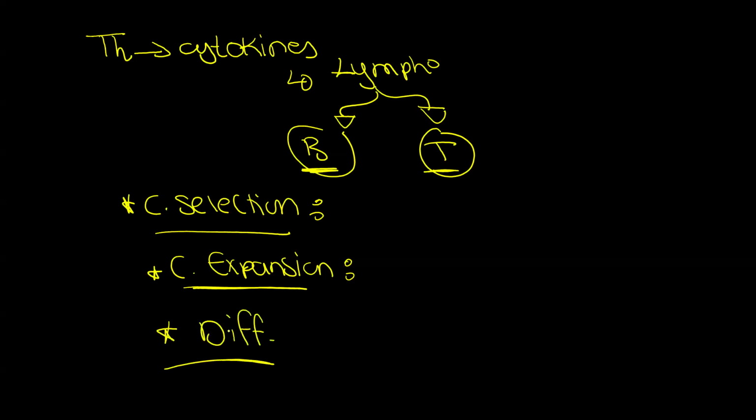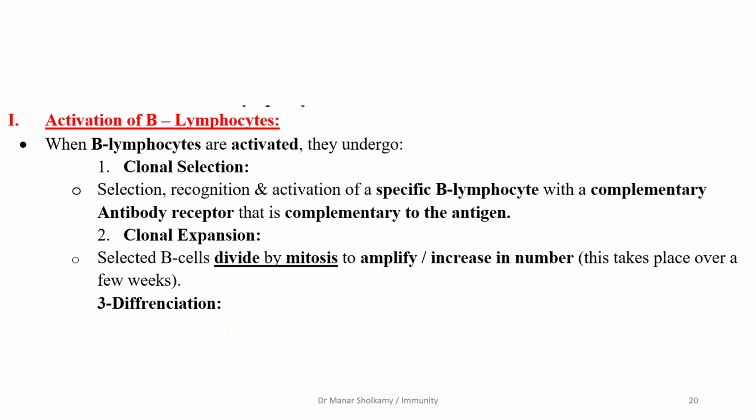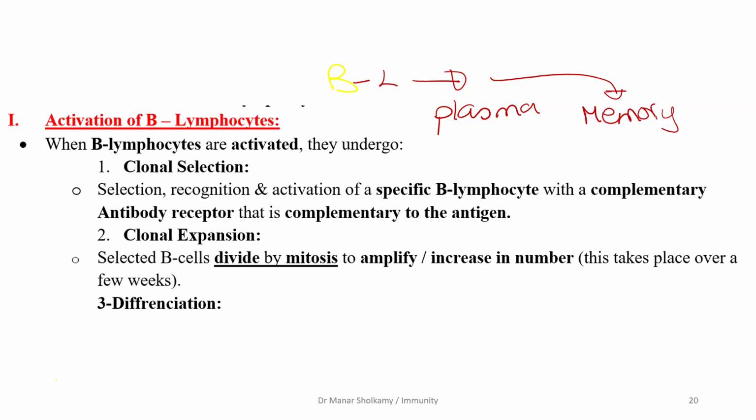This is the part that confuses you, and I rewrote it again in a better way, and I sent you the PDF. Okay, they will differentiate. Now, again, you are confused here. When the B lymphocytes differentiate, they differentiate to produce what? Very good. They give you two things: plasma cells, or they remain in the blood and become memory cells.